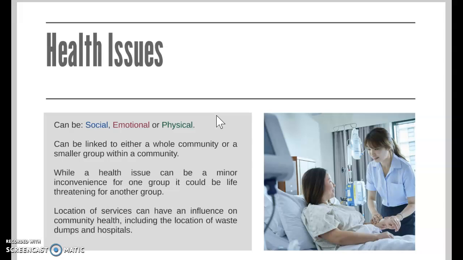Location of services can also have an influence on our community health. If you have to travel very far to access a hospital, that can be a concern. And also the location of places like waste dumps, if they're near where people are living, can have an influence on our community's health.